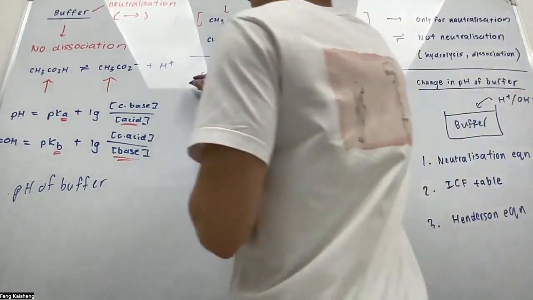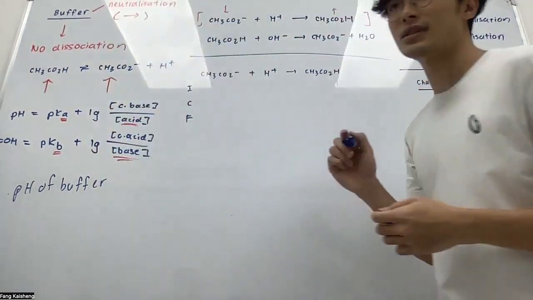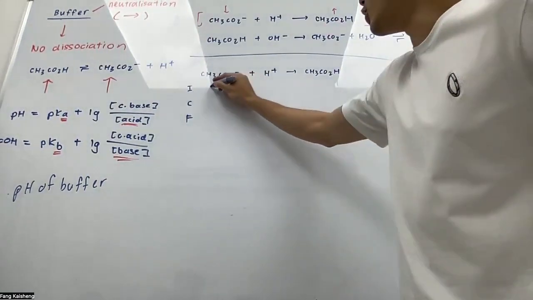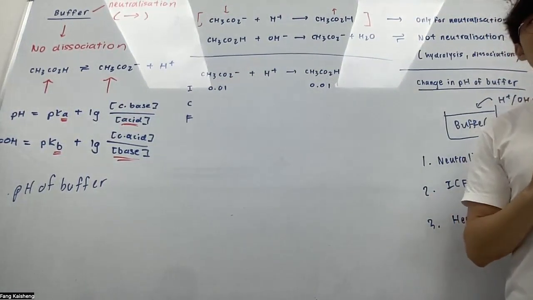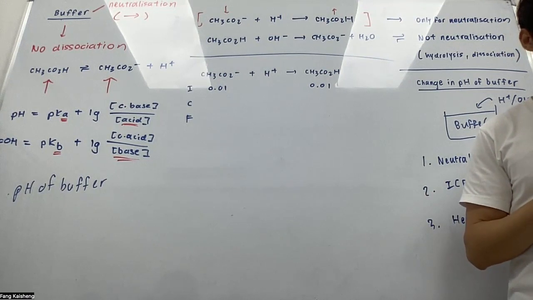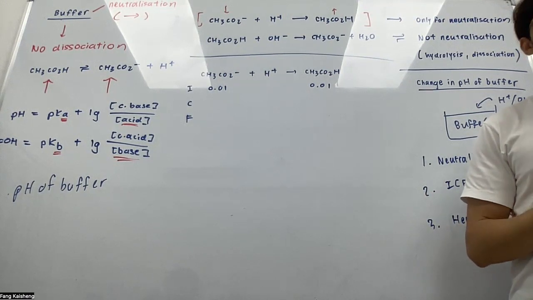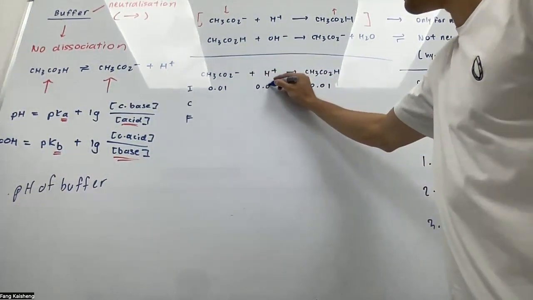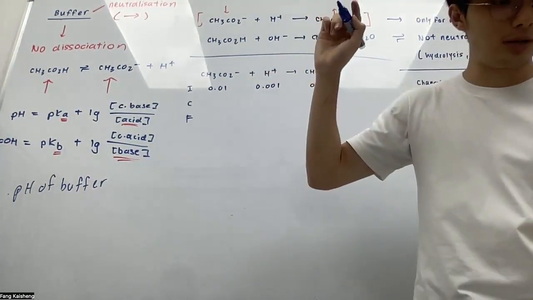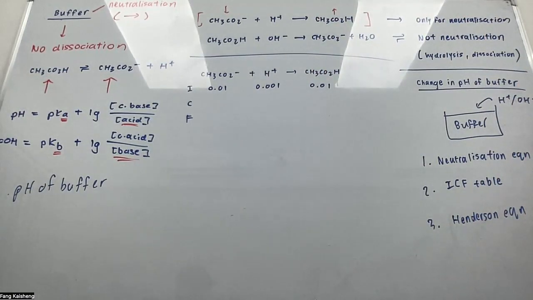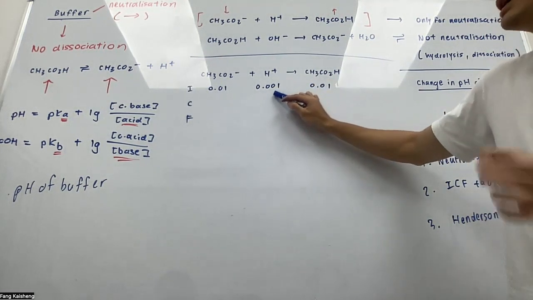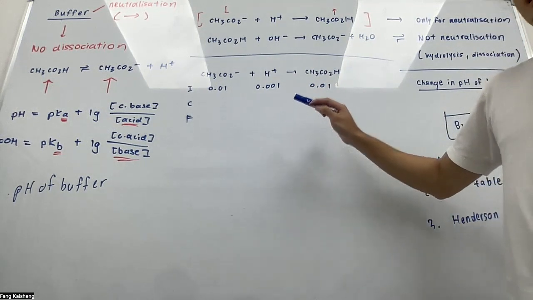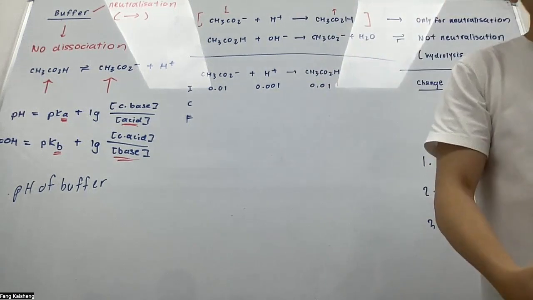Now, ICF table. Can someone tell me the initial values? 0.010. Okay, so they gave us 0.01 for both the acid and conjugate base, correct? How about the H+? They tell you they added this amount, is it 0.001? Yeah, 0.001 of H+. You must put that under the initial also, because this is whatever you're about to add into the buffer. It hasn't reacted yet. It's how much you are preparing to add inside.